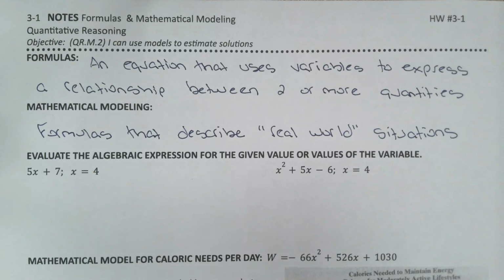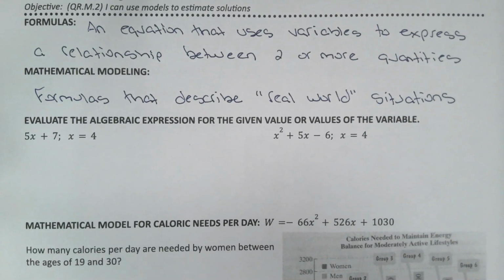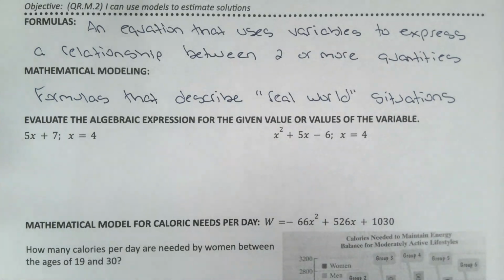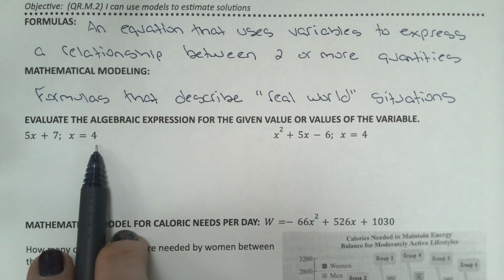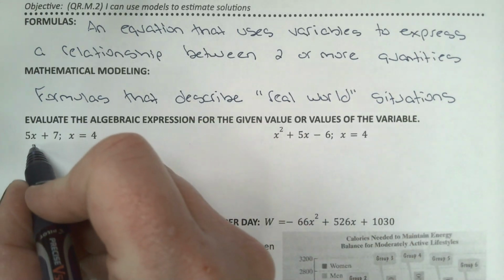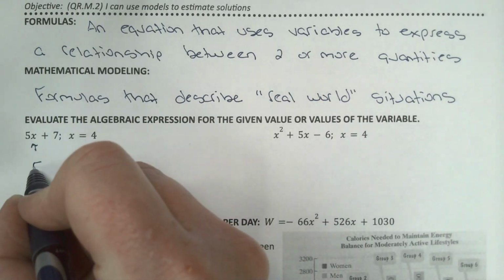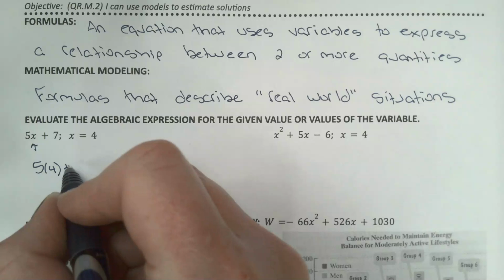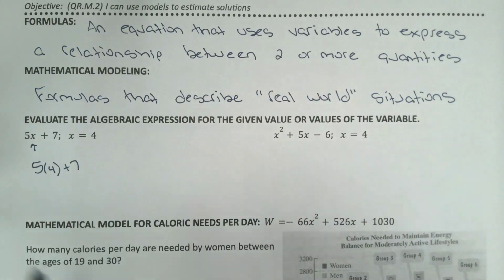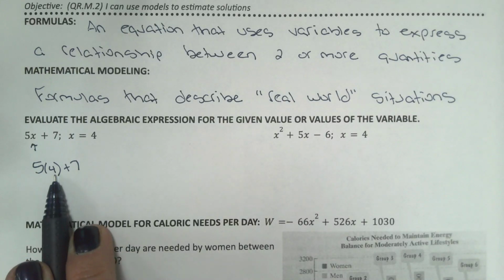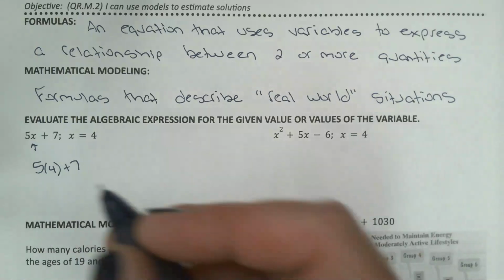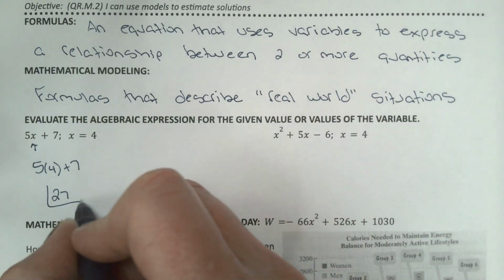So on the first two, we're just going to review how you substitute in a number for a variable. I have this expression, 5x plus 7. I would like to evaluate it. That means take 4 and substitute it in for x right there. So now I have 5 times 4 plus 7. You can either write it out or you can enter that exactly into your calculator. 5 times 4 is 20, plus 7 equals 27.